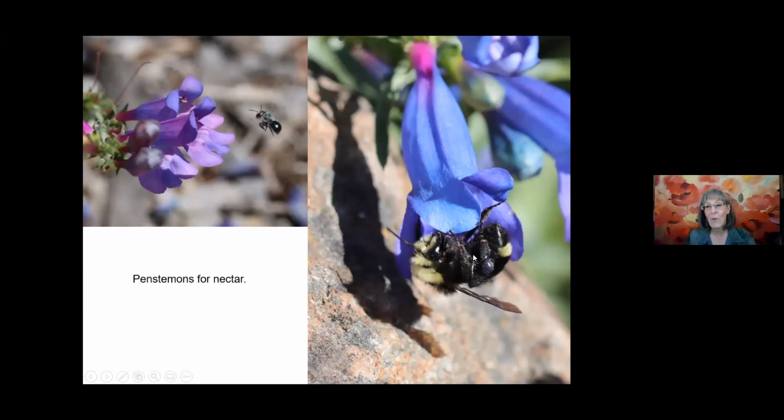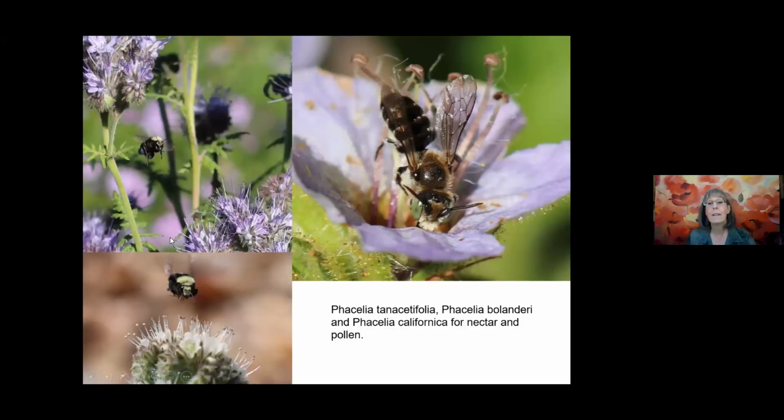Penstemons, again, bumblebees love them for the nectar. Little bees like them. This is another little osmia. And again, Phacelia species for both nectar and pollen. We have 3 different kinds of Phacelia here, tanacetifolia, which is an annual, Phacelia bolanderi, which is a short-lived perennial, and then Phacelia californica as well, another short-lived perennial.